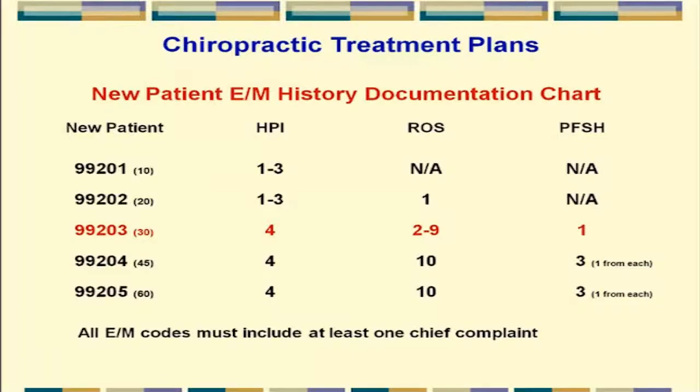Here's a little chart. Maybe I should share this with you here as each one. So chief complaint we went through, the HPI we went through, you need 4 of those. As far as the review of systems, you have to review 2 to 9.